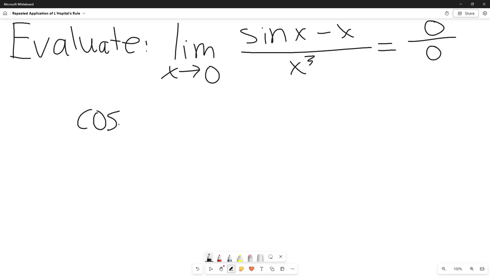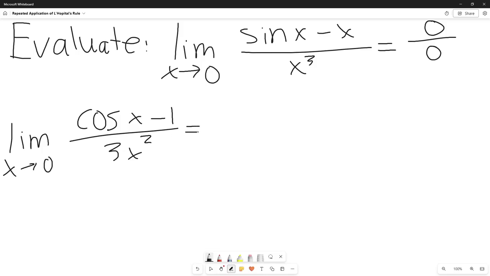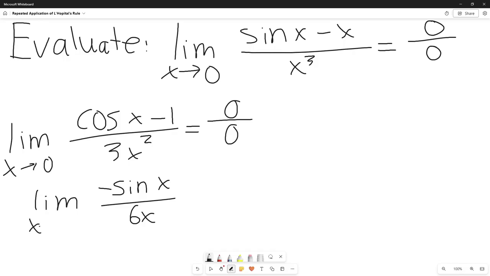And we get cosine x minus 1 all over 3x squared, the limit as x approaches 0, and again, plug in 0 to make sure it's indeterminate, or if you get an answer. So cosine 0, 1 minus 1, 0, 3 times 0 squared is 0. So we have to use L'Hopital's rule again for this one. And we get negative sine x all over 6x, the limit as x approaches 0. Now let's try plugging in 0, negative sine x, 0 over 0. We still don't have an answer yet. This is still indeterminate, so we're going to have to do this again.